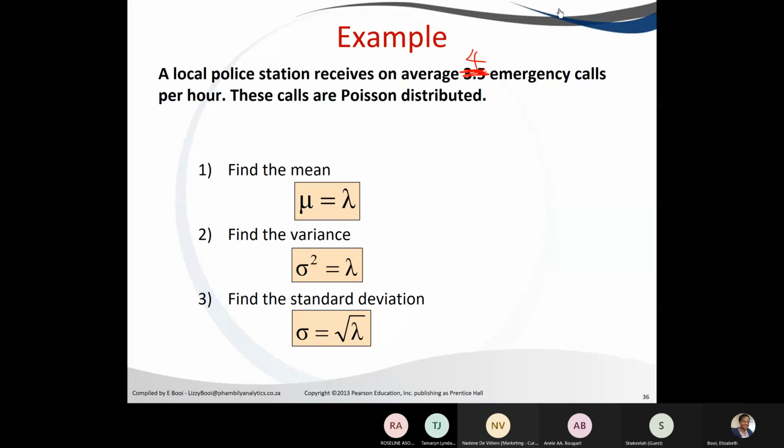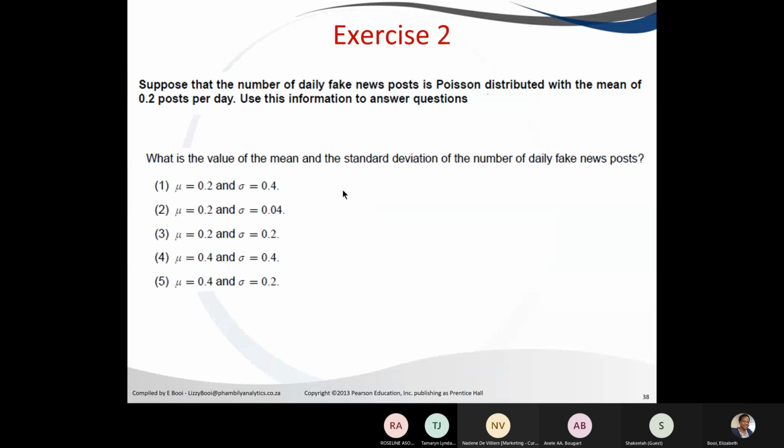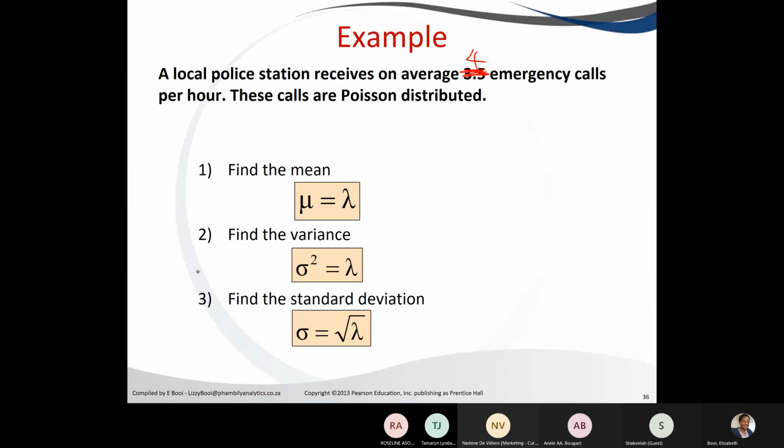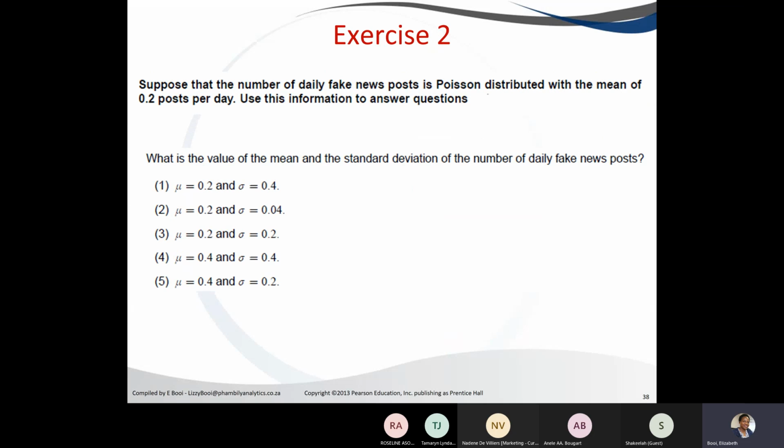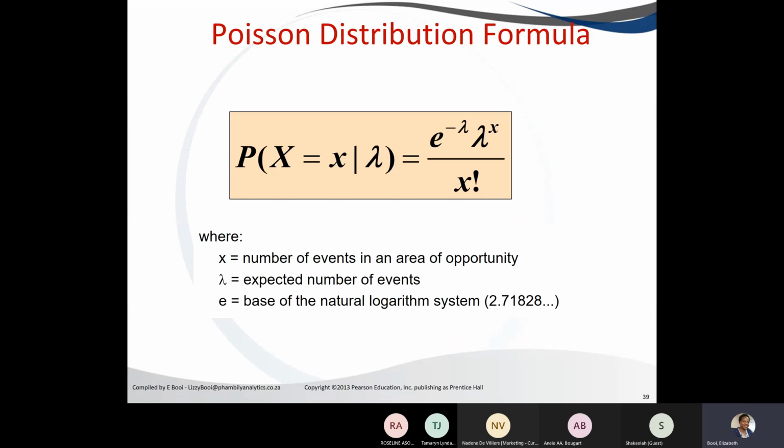The mean is 4, and the variance is also 4, and then the standard deviation is 2, because the square root of 4 is 2. And that's how easy it is. I was going to ask you to do this exercise, but no more. Let's go into the probabilities.